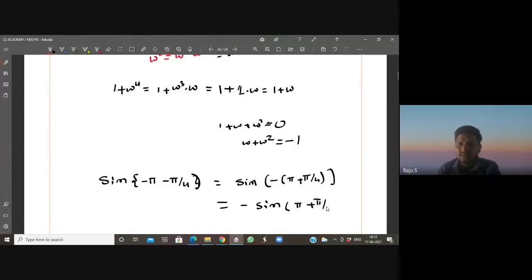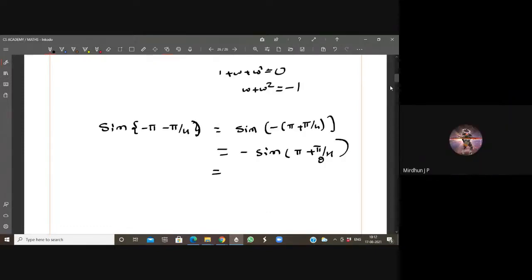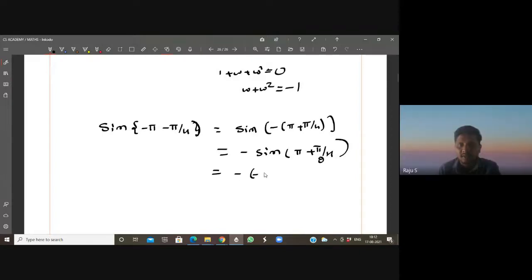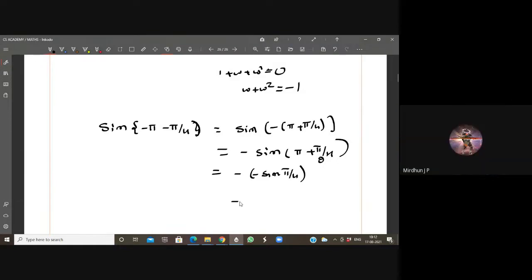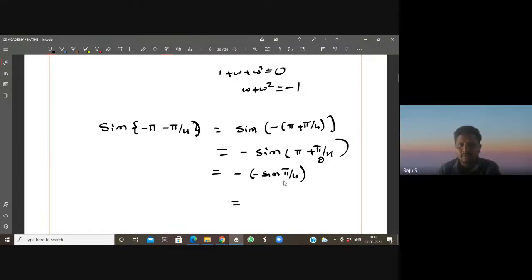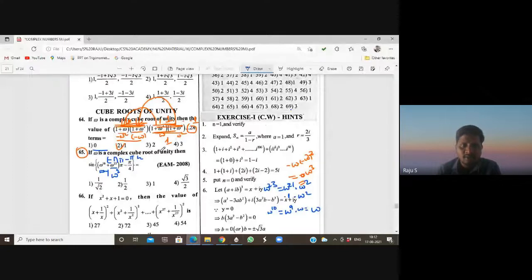What is sine 180 plus theta? It is in the form of 180 plus theta. Sine 180 plus theta is minus sine theta. Minus into minus anyhow is plus. What is sine pi by 4? 1 by root 2, sine 45. Right? The answer is 1 by root 2, the first option.